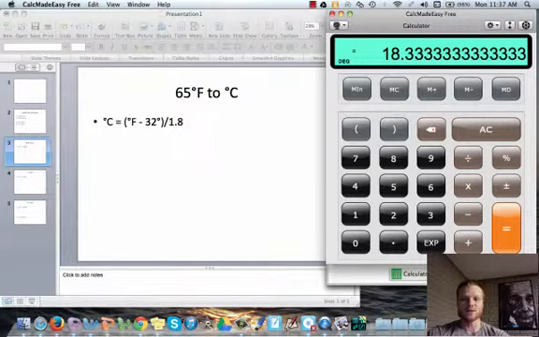What does that equal out to be? It'd be about 18 degrees Celsius. So that would be the answer for that one. Right? So basically just running numbers through your calculator, putting in the correct formula, not too bad.